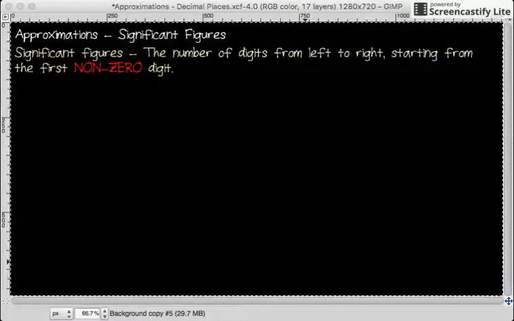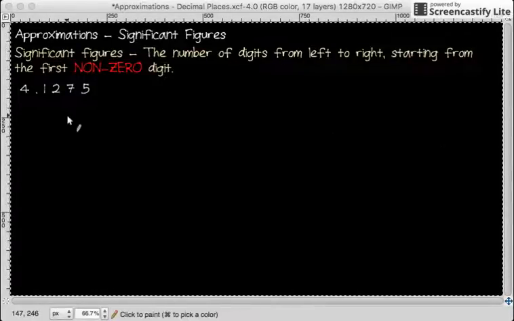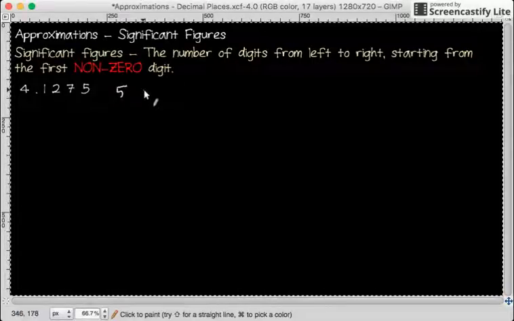So let's look at a number so that we can get an idea of what exactly this means. And we're going to use the same number that we used before. And in this case, we have 4.1275. We're going to start from left to right again. And we see that the first non-zero digit from left to right is the 4. So we have 1, 2, 3, 4, 5. So this number, as it stands now, we can say has 5 significant figures.